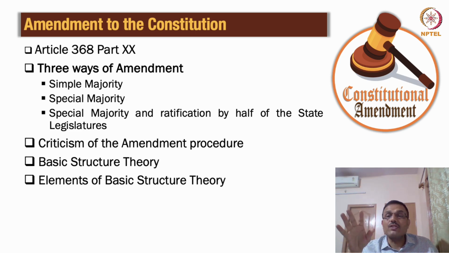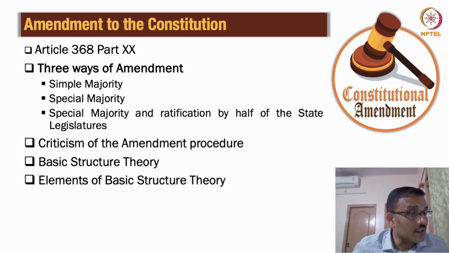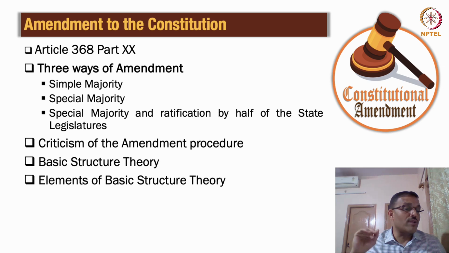So the following provisions would require not only a simple majority of the Lok Sabha, Rajya Sabha, and the assent of the president, it also requires the ratification of half of the state legislature. They are the following. First, election to the president and its manner. Now, this, if it has to change from the existing structure in the constitution, it would require simple majority and half of the state legislature's ratification.